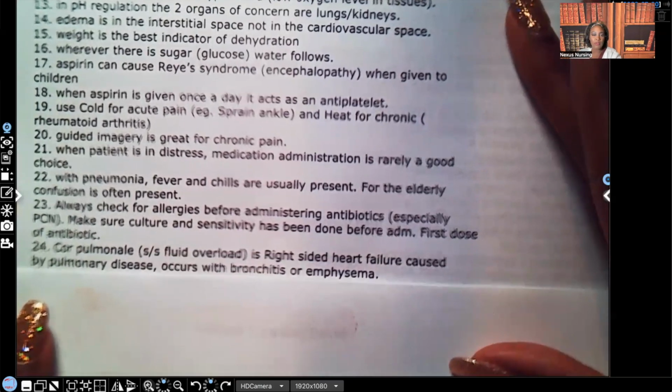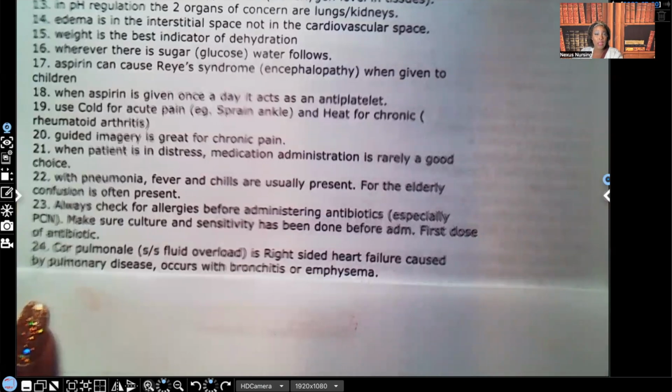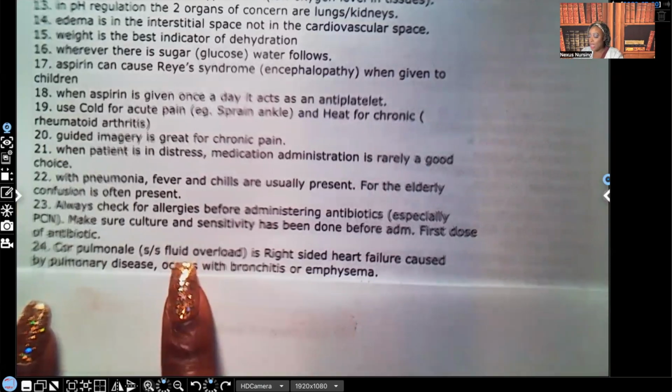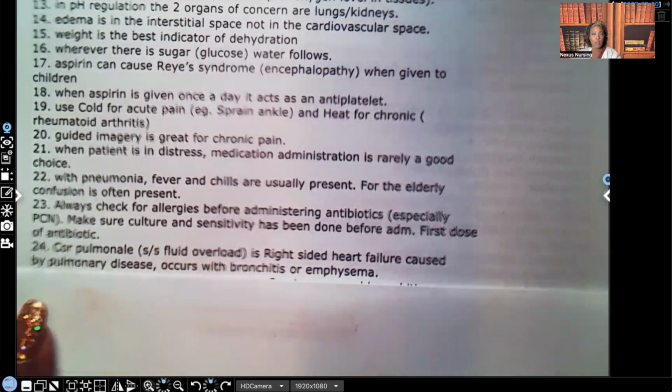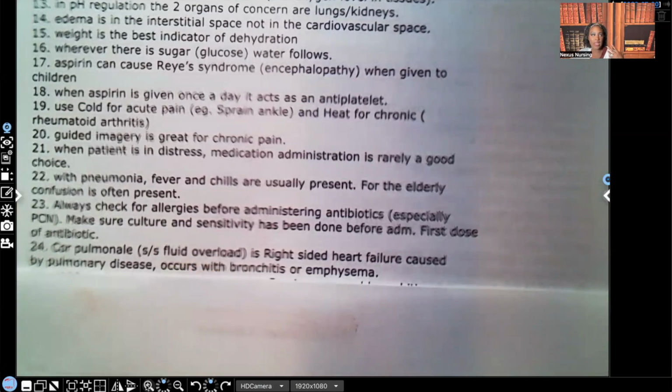Cor pulmonale, this is right-sided heart failure that's caused by pulmonary disease. It occurs in bronchitis and emphysema. And here, in parentheses, you see signs and symptoms of overload: the distended jugular veins, the ascites, the hepatomegaly, the splenomegaly, the edema, all those signs and symptoms of fluid overload.